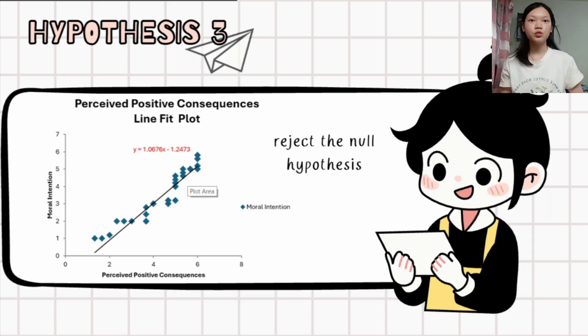For hypothesis 3, the linear regression model is significant, rejecting the null hypothesis because the p-value is less than or equal to 0.05, and this is the possible correlation between perceived positive consequences and the moral intentions. If the perceived benefit of the ChatGPT increases, then the moral intention to use the ChatGPT increases.